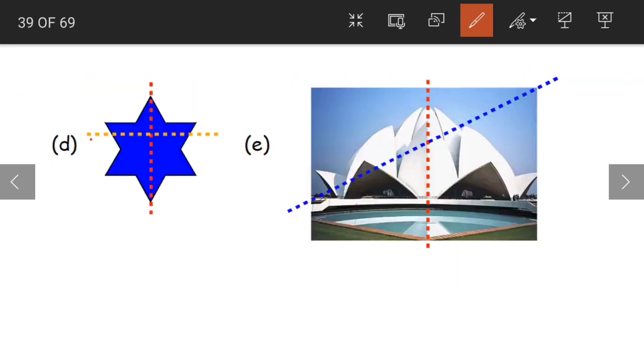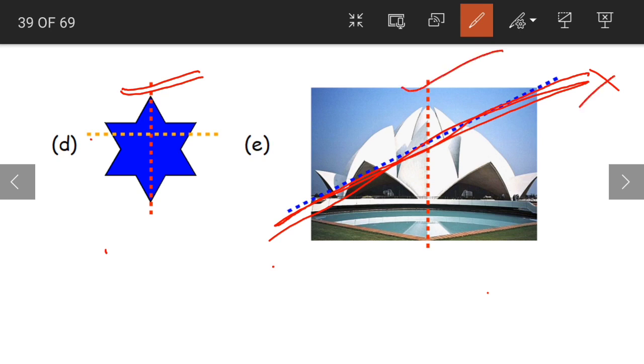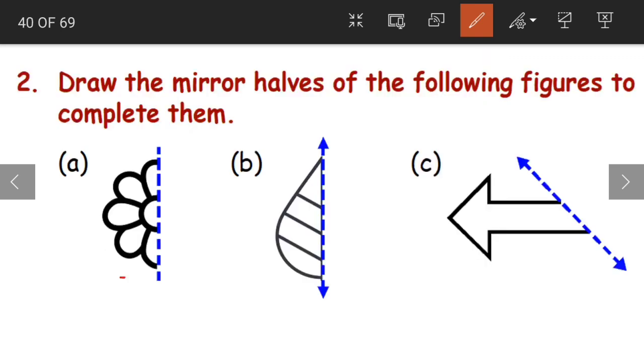Now coming to question D again. Can you tell me, is it the orange line or the red line? Yes, the red line will be the line of symmetry for figure D. Now for figure E, when we talk about the blue line here, see children, again this blue line is dividing the figure into two halves, but these two halves are not identical. So blue is not the line of symmetry. But the red line is dividing the figure into two identical halves, that is two exact halves. So the red line becomes the line of symmetry here.